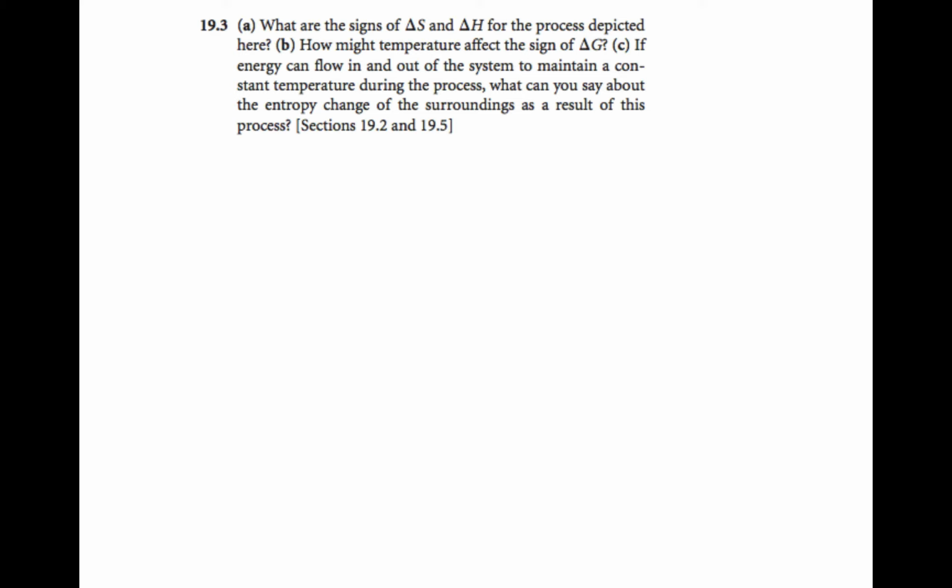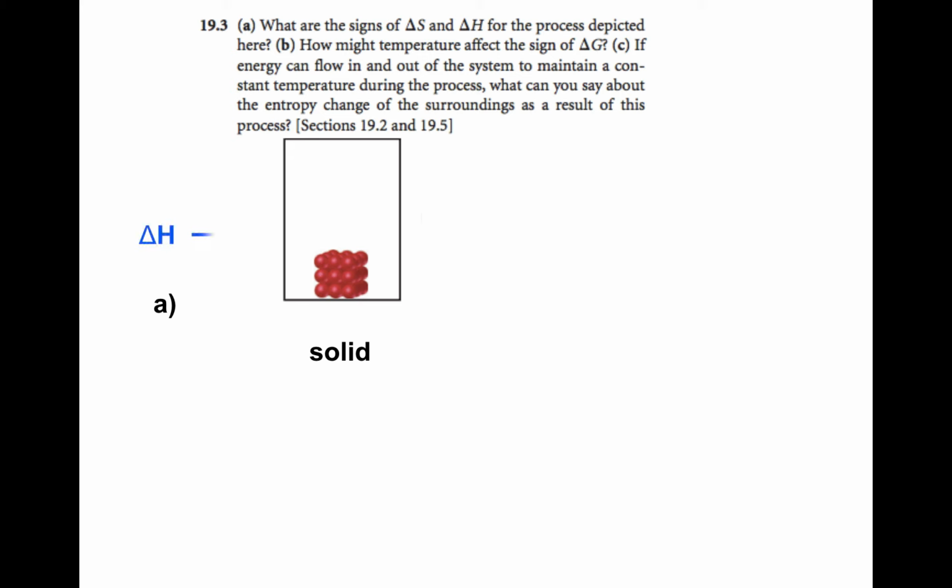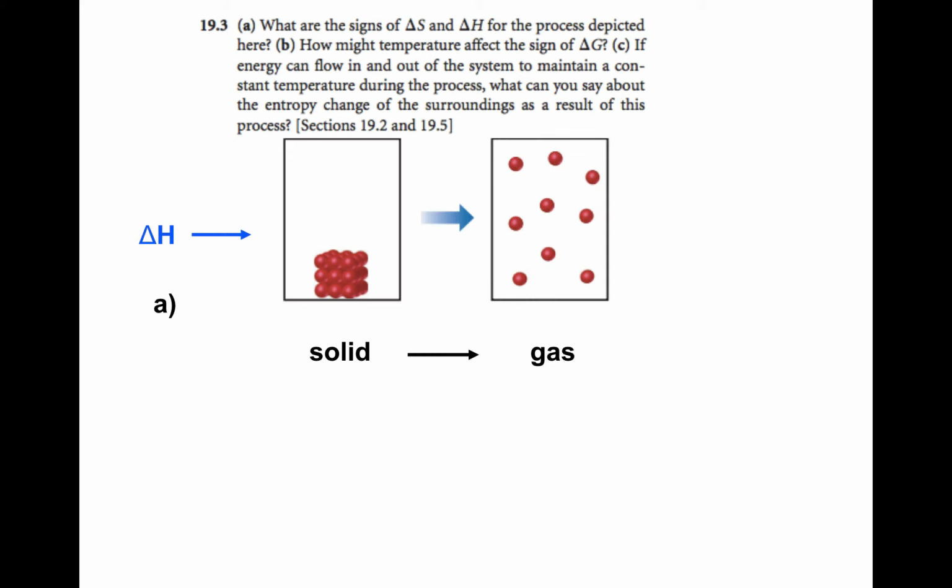All right, so our first problem. Number 3, what are the signs on delta H and delta S for the process predicted here? Okay, so the process was a solid turning into a gas. So if I put heat energy into a solid, that's an endothermic process. I spread the particles apart. Turning a solid into a gas is disordering it. We have order when we're in a solid. We have more disorder when we're in a gas. So that's an increase in disorder, an increase in entropy.